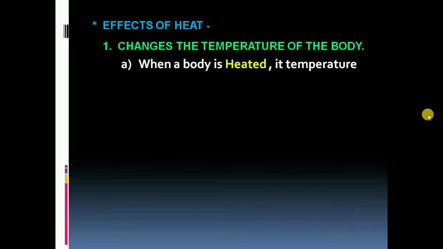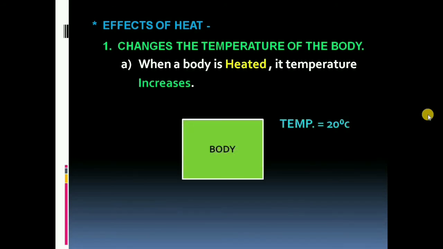Suppose when the body is heated, its temperature will increase. So this is the meaning of heat changing the temperature of the body. Suppose we have a body whose temperature is 20 degrees Celsius, and when the heat is supplied to this body, then this body will get heated and its temperature will increase. So this is the meaning.